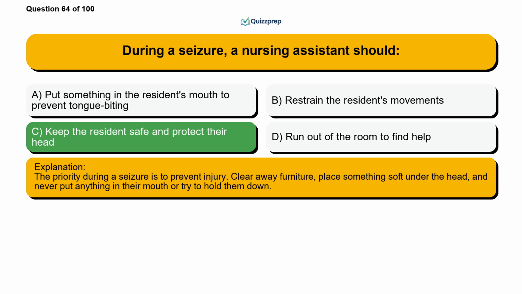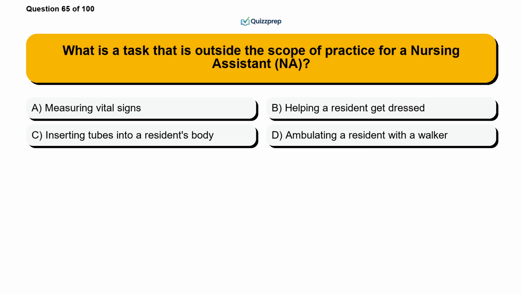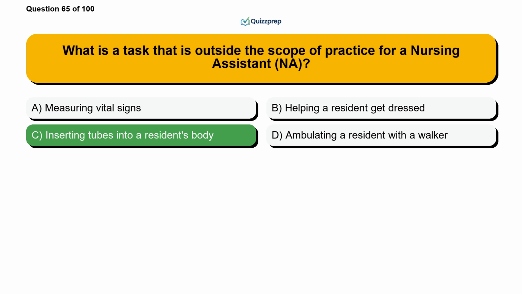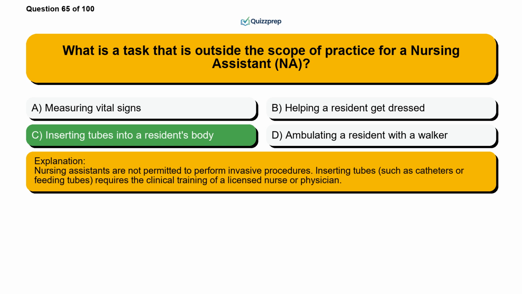Question 65. What is a task that is outside the scope of practice for a nursing assistant, NA? Option A, measuring vital signs. Option B, helping a resident get dressed. Option C, inserting tubes into a resident's body. Option D, ambulating a resident with a walker. The correct answer is option C, inserting tubes into a resident's body. Nursing assistants are not permitted to perform invasive procedures. Inserting tubes, such as catheters or feeding tubes, requires the clinical training of a licensed nurse or physician.